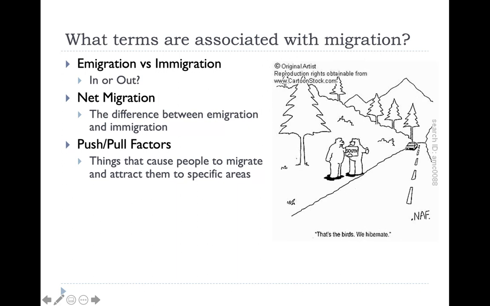The last terms that we associate with migration are push and pull factors. Push and pull factors are things that cause people to migrate. A push factor is things that force people to leave or push them out of a country. A pull factor is things that attract people or pull them towards entering another country.